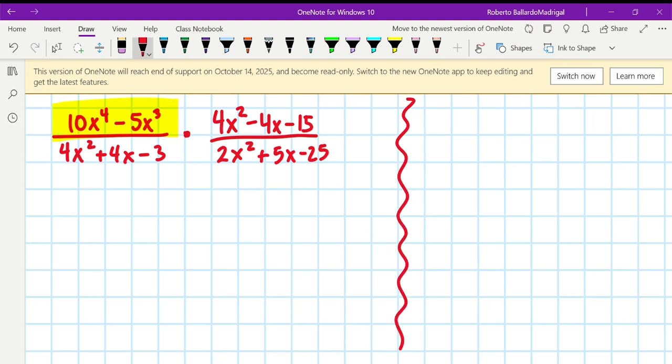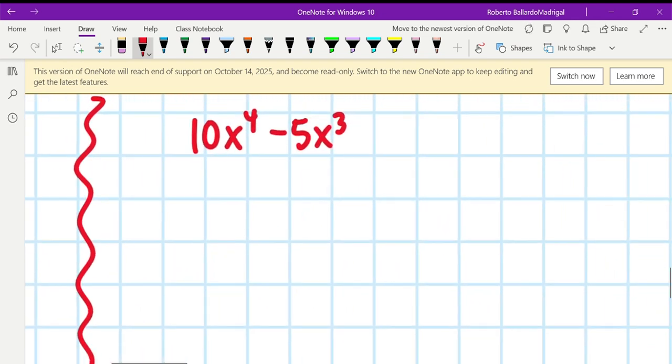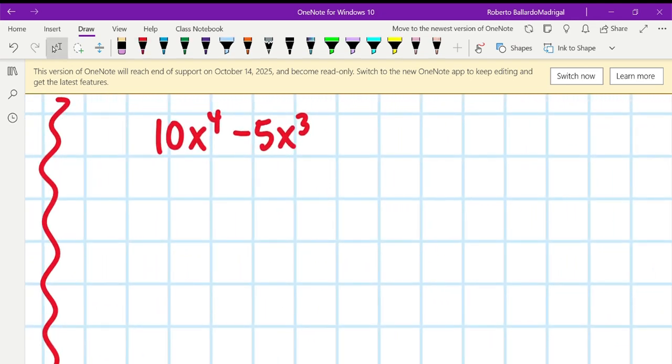All right, so let's just work with the numerator right now. That's 10x to the fourth minus 5x to the third. What can I do with 10x to the fourth minus 5x to the third? I can do GCF, and what will the GCF be? Let's think about it before we say the answer. Okay, 5 is correct. Yes, you're right. 5 is right, but 5 is not the only thing that we can take out. What else can we take out? We can also take out the x to the third. So the GCF will be 5x to the third.